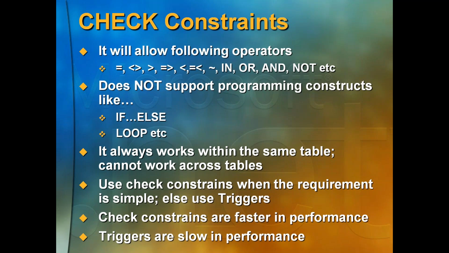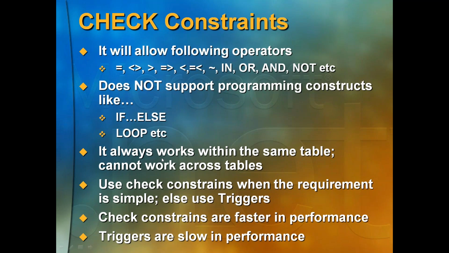For example, salary greater than zero. Age cannot be more than 60 or less than 20. Grade can be either A grade or B grade or C grade. Or gender can be either male or female. All these things can be achieved with the help of check constraints. Clear? And for the complex requirements, you must go in for triggers.